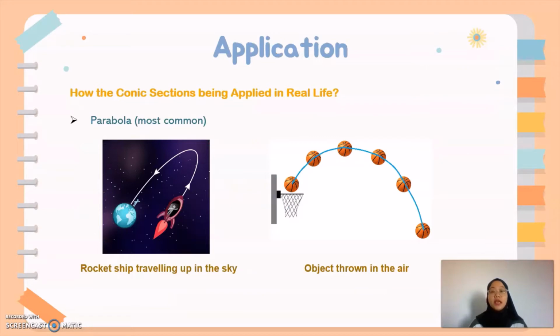Next is application. How are conic sections applied in real life? There are two shapes we most commonly notice in our life, which are first parabola and second circles. For the parabola, for example, we can find a rocket ship traveling up in the sky producing a parabola shape. Second, an object thrown in the air also produces a parabola shape.